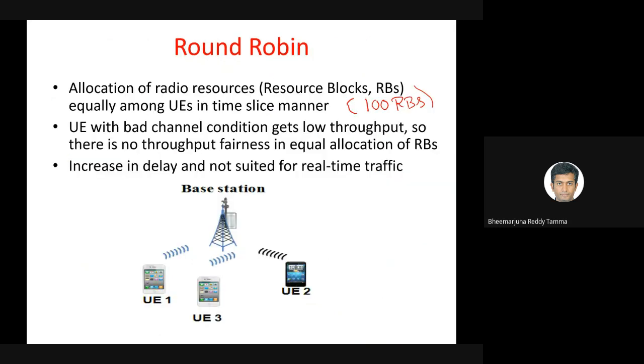So the classical one is the round robin, where you try to give an equal amount of channel resources to the various users. But users with a bad channel quality end up having lower throughput. So there is no throughput fairness when you go for round robin. It also leads to an increase in the delay, and it is not suitable for real-time traffic.